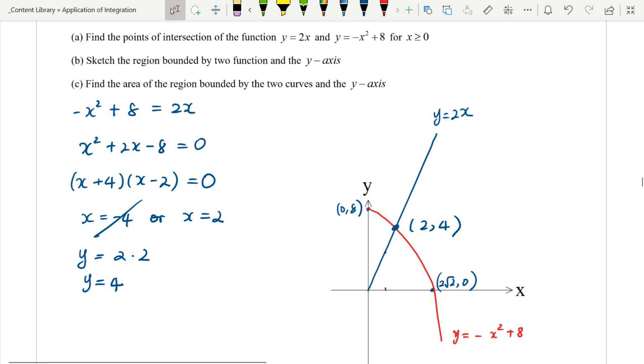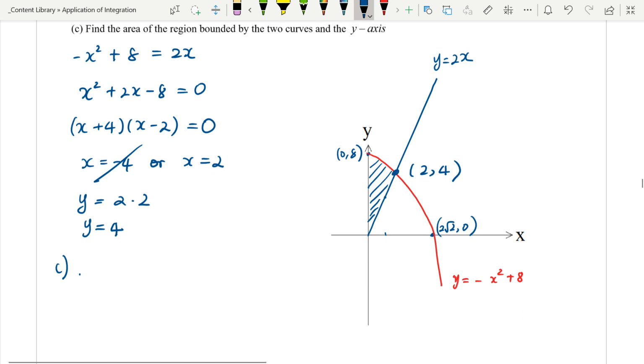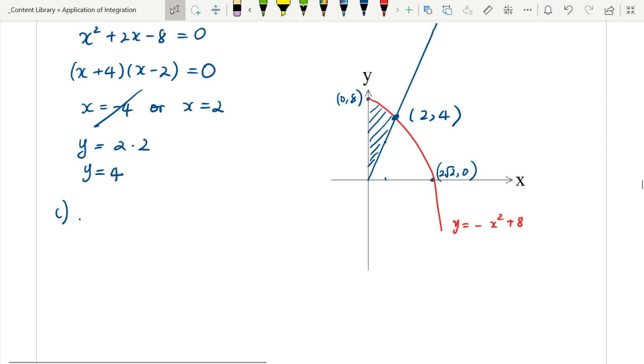Part A is find the intersection. B is sketch the region bound by the two functions and the y-axis. And we want to work out this area.